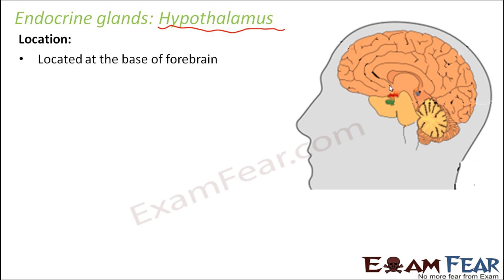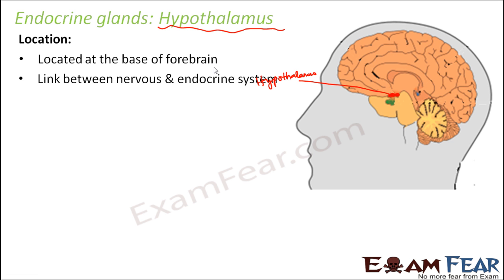If you remember this red colored structure which you see here, this is the hypothalamus. Why is it called hypothalamus? Because it is located just below the thalamus. The thalamus and hypothalamus are both located towards the base of the forebrain. It is a link between the nervous system and the endocrine system, because it is a part of the nervous system and at the same time a part of the endocrine system. That is how it links the nervous and endocrine systems.